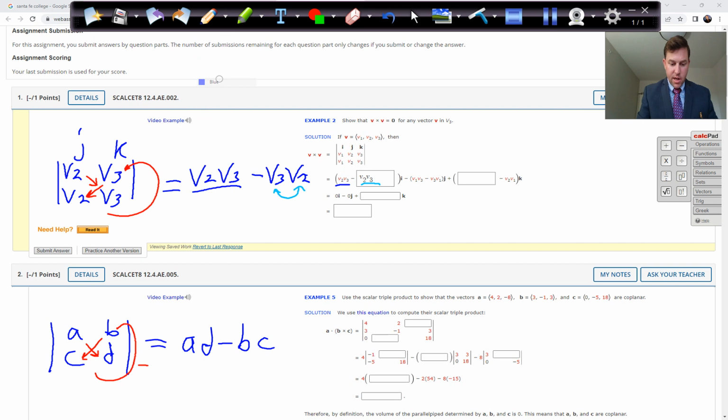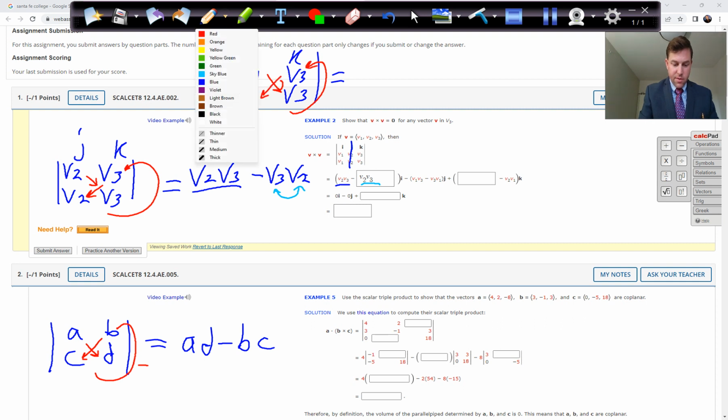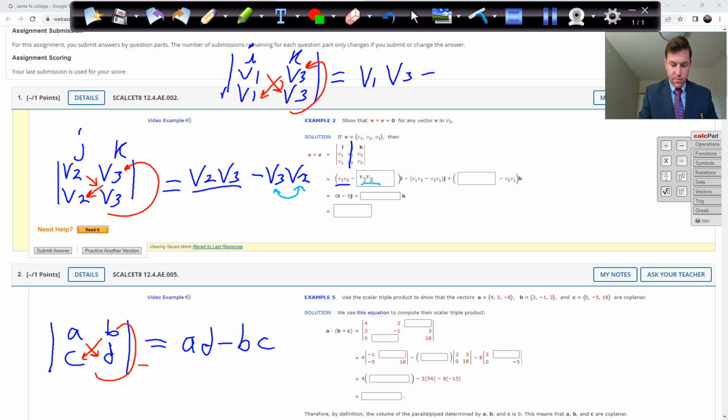Okay, then they get the second set of numbers by crossing off the second column. So they look at this and say, cross off the second column, and what you're left with out of that one is the I column and the K column, and that's V1, V1, and that's V3, V3, and the determinant of that would be equal to V1 times V3 minus V3 times V1. And they've written that right there.